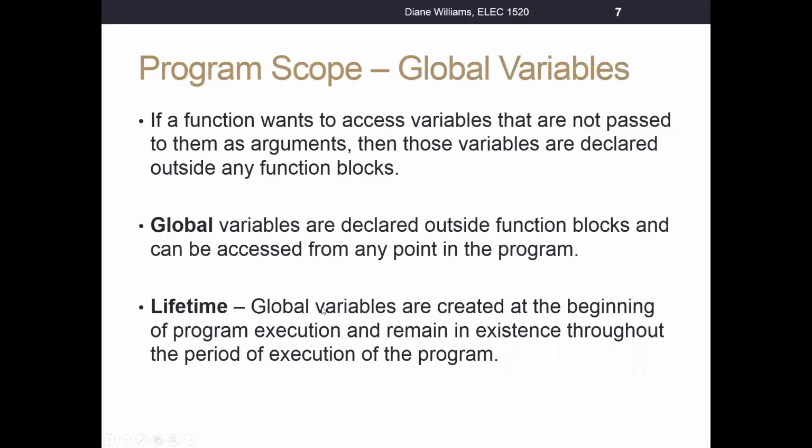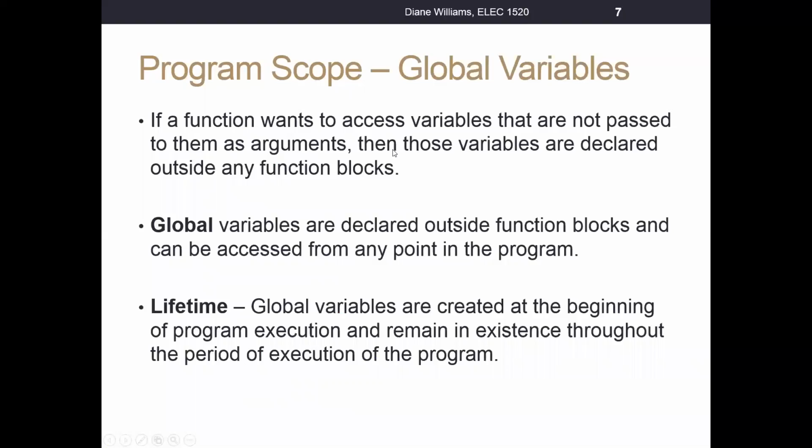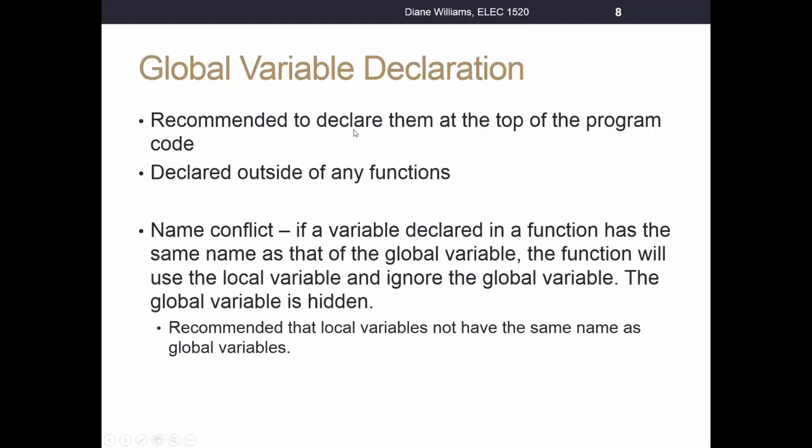So the lifetime of a global variable: it's created at the beginning of program execution and it remains in existence throughout the period of execution of the program. So anytime the program's running, we can access a global variable. Its lifetime exists for the length of the program. We can access it as long as we're not hiding it by any other variable of the same name. It's recommended to declare them at the top of the program code, outside of any functions.